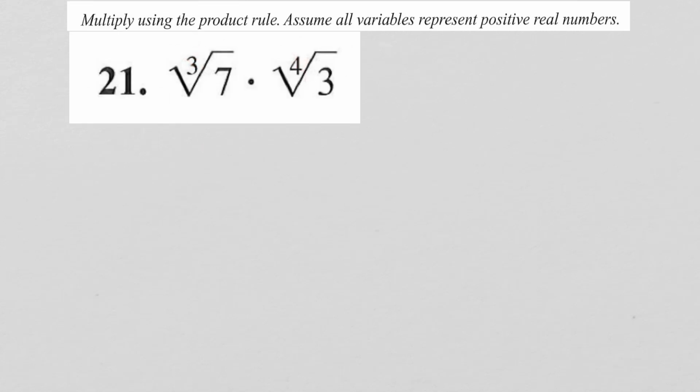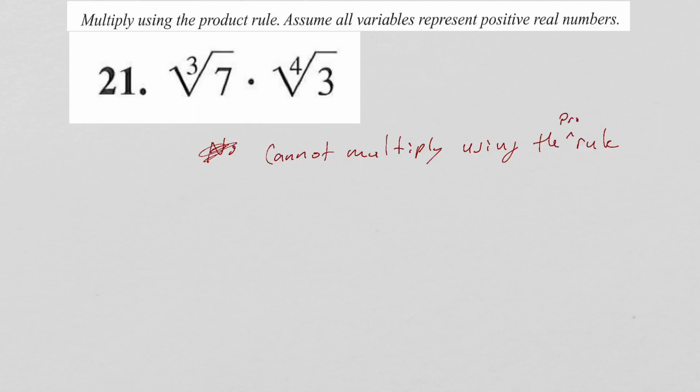Here the indexes do not match, so we cannot multiply using the rule. It's actually called the product rule.